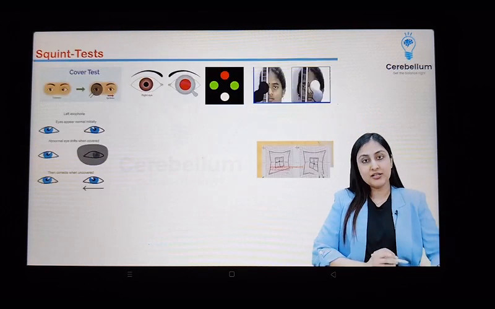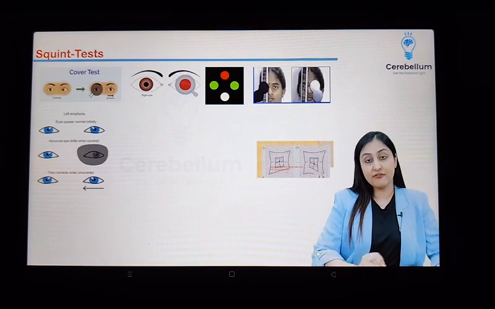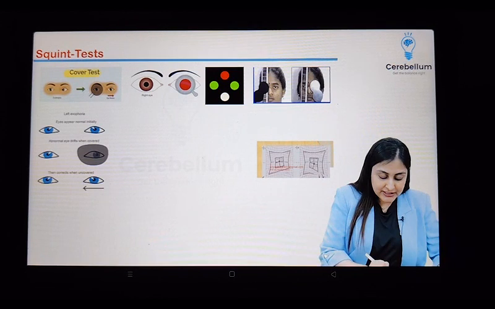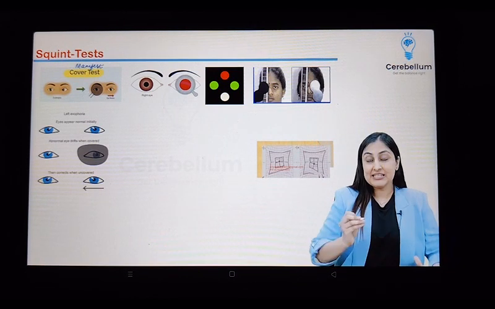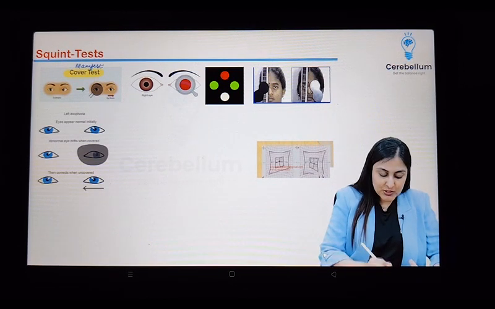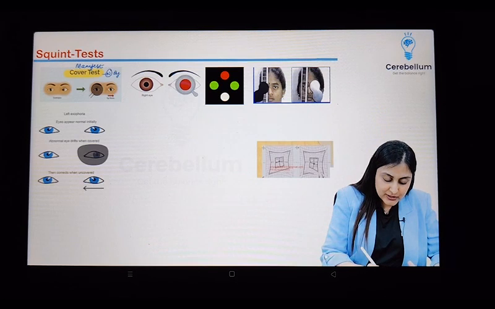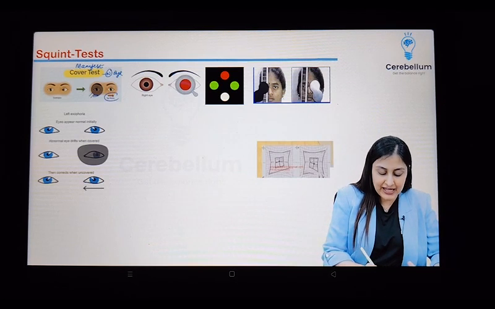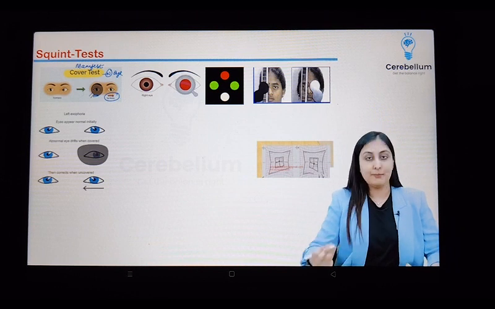Going on to other tests of squint. So here you want to know about cover, uncover in detail. So remember, cover test is for tropia, meaning this is for manifest squint. So what we do is we cover the normal eye. So here we cover the normal eye and the eye moves. That is a sign of manifest squint.